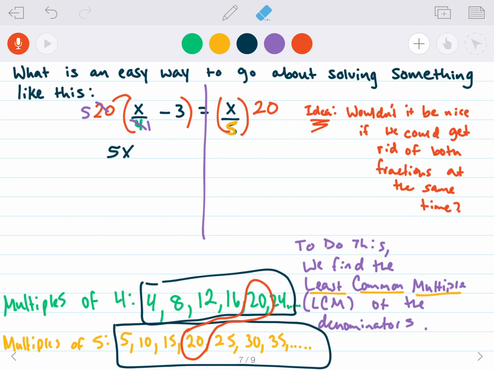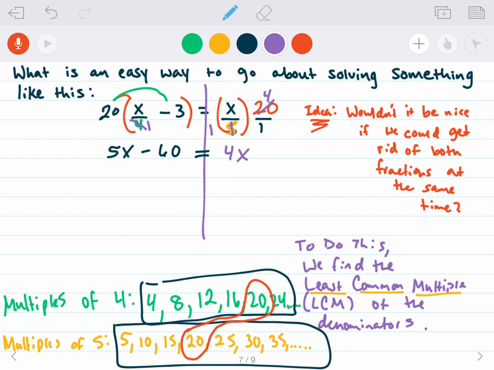All right, so I have to distribute this 20 to, so that was a separate problem. I have to also distribute the 20 to negative 3. 20 times negative 3 is negative 60. So look on the left, no more fraction. Awesome. On the right, no more fraction, because 20 times x over 5, if I cross simplify, 5 goes into itself once, 5 goes into 20 4 times, 4 times x is 4x. So that was what we did. We found the least common multiple between the denominators, and then we multiplied both sides by that number to clear the fractions at the same time, okay?